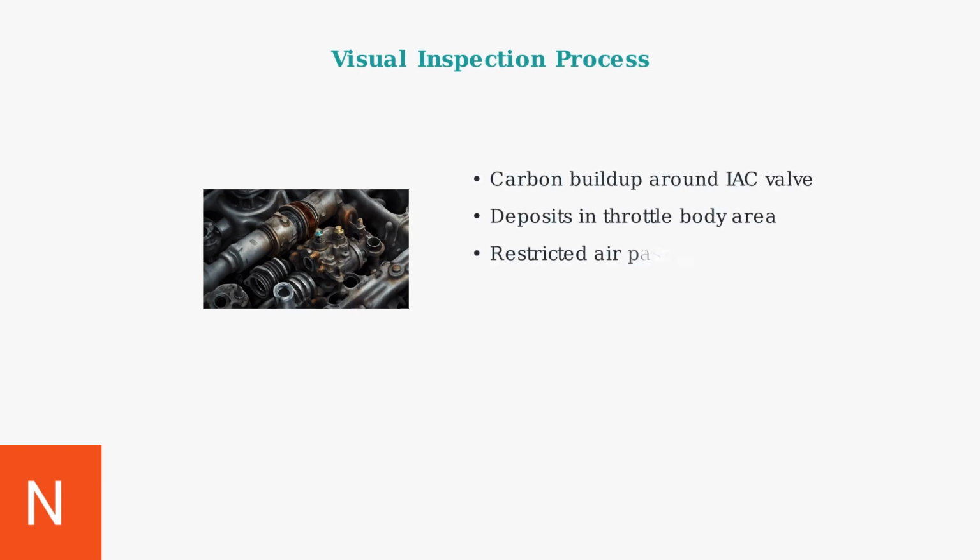Diagnosing IAC valve problems begins with a thorough visual inspection. This critical first step can reveal many common issues before using diagnostic tools. Check for carbon buildup around the IAC valve and throttle body area. Carbon deposits are a leading cause of IAC valve malfunction and can restrict proper airflow.